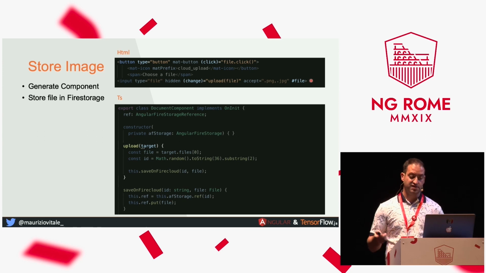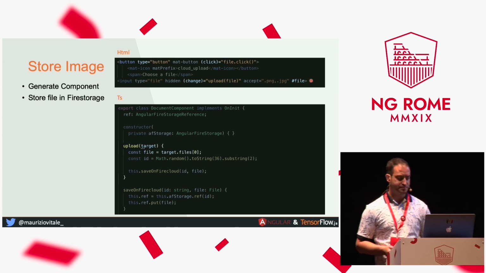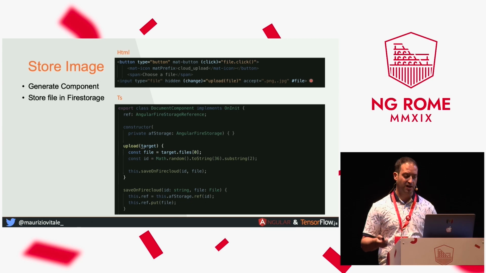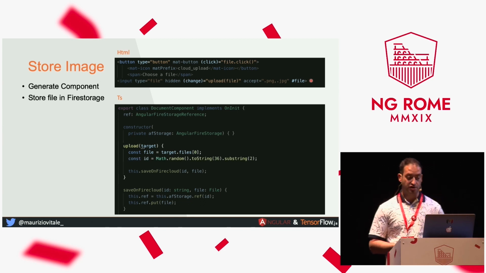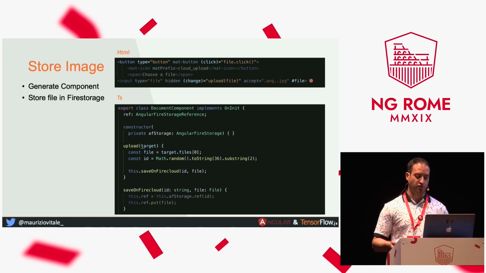The first step is to take the file from the list. And to be able to upload a file in the cloud, we need the file and the unique ID. For this reason, I'm generating an ID. And so we can start to upload this file.